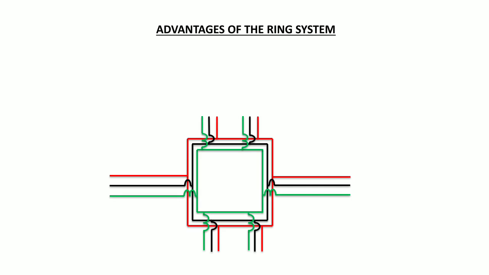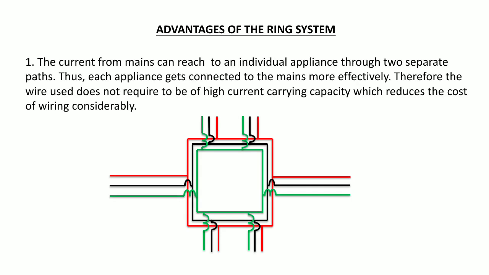So here, this is the ring system. As I have already said, the current from mains can reach an individual appliance. So over here, let's say there are different appliances here, here and here. So all these appliances are getting the mains directly. Okay, so the current from mains can reach an individual appliance through two separate paths. So you can see there are two separate paths, one going from the left and one going from the right, or we can say one going from this side and the other one going from this side. Okay, so thus each appliance gets connected to the mains more effectively.